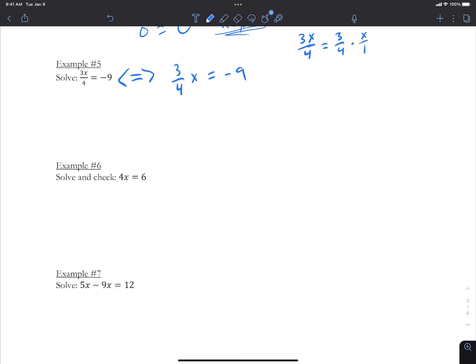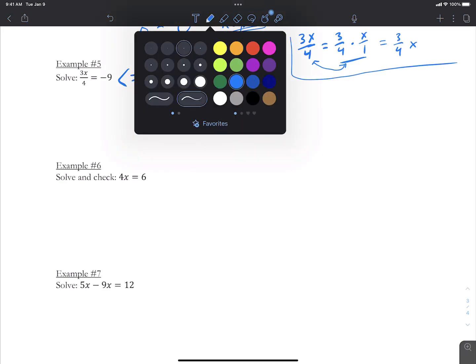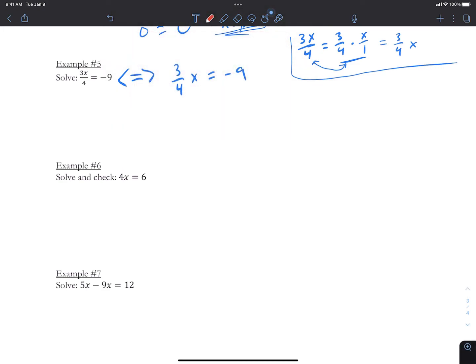So if we start with this right-hand side and multiply straight across, we're going to get 3x over 4. So you're doing the multiplication of fractions in reverse, so that way you can more easily see that the coefficient is 3/4. So I have 3/4 x equals -9. It just makes it a little easier to work with and solve, because if I have the coefficient isolated, then I can more easily get x by itself.